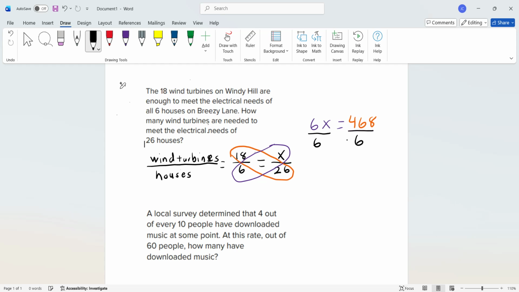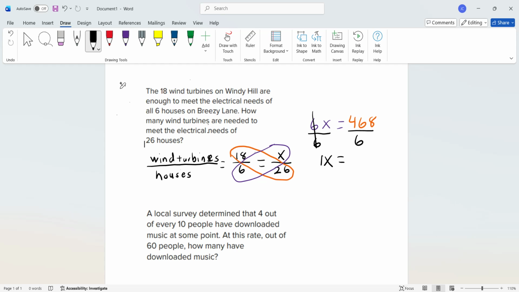And whatever I do to one side, I have to do to the other side. So on the left side, I just do 6 divided by 6. That gives me 1. And because I have 1x, I really don't like saying 1x, so I just put x. Because when we get to algebra, it's always understood that if I have a 1 in front of a variable, then it's just the letter. And my sixes just cancel out. So when I do 6 divided by 6, that gives me 1 or 1x. And then I do 468 divided by 6.